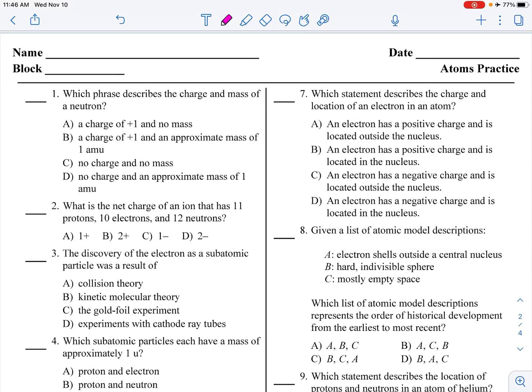Welcome. This is some atoms practice. Make sure you have your reference table, open the periodic table, possibly Table O, and also perhaps a calculator.